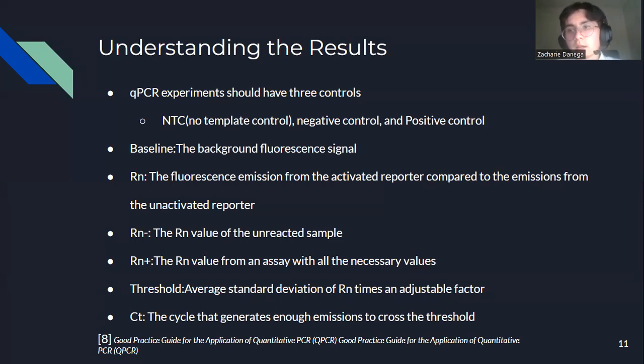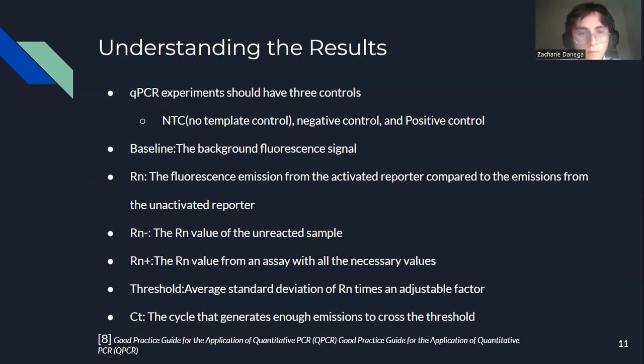So before I go into understanding results, I need to throw out some definitions and other things at you. Quantitative PCR experiments should, or typically do, have 3 controls: a no template control, a negative control, and a positive control. This is for the quantitative part of the experiment. I'll explain a bit more later.